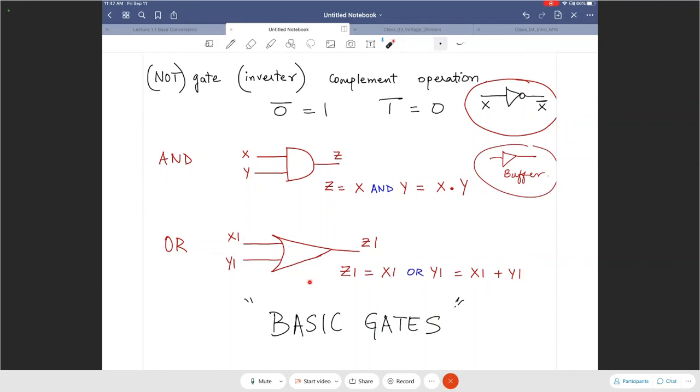These are your three basic gates: NOT gate, AND gate, and OR gate. You can design every logic expression using these three basic gates. There are other ways of doing this as well, but using these three basic gates, you can do it.